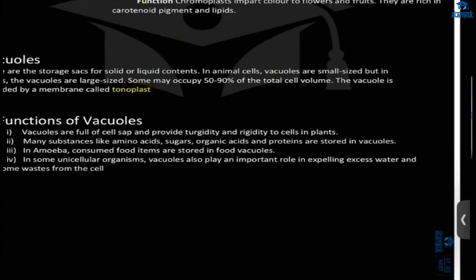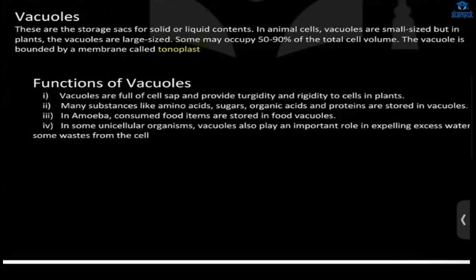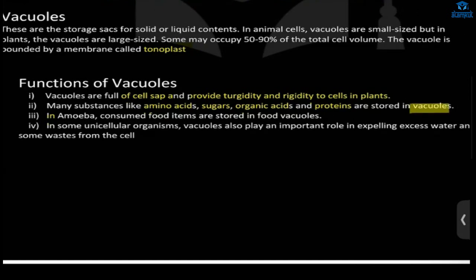What is the work of the vacuole? Vacuoles are full of cell sap and provide turgidity and rigidity to the cells of the plant. And what is turgidity? It becomes turgid, the cell doesn't burst. It is rigid. Next, many substances like amino acids, sugar, organic acids, and proteins are stored in the vacuoles.